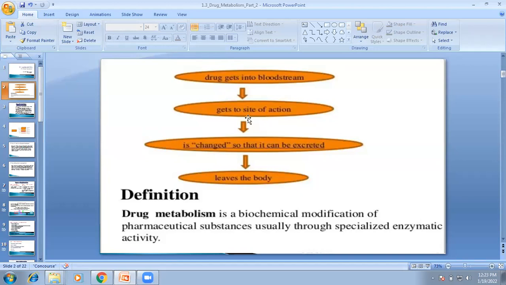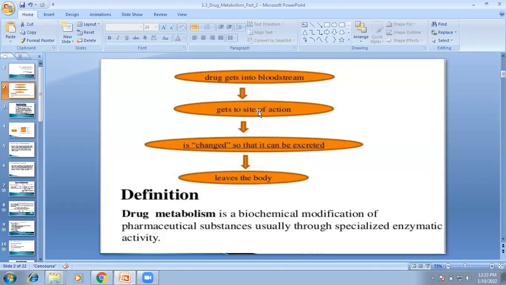Suppose I have taken a tablet of paracetamol for a headache. First of all, I take that tablet. It is dissolved in our stomach and goes into the bloodstream through the cell wall of the stomach. After that it reaches the site of action, that is the head. Now, what happens after that? It is changed so that it can be excreted.